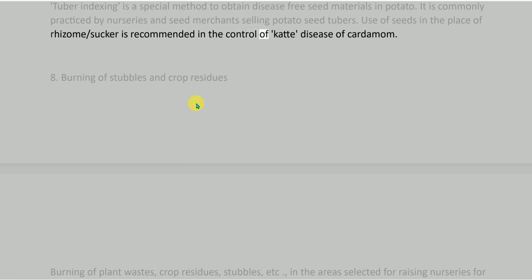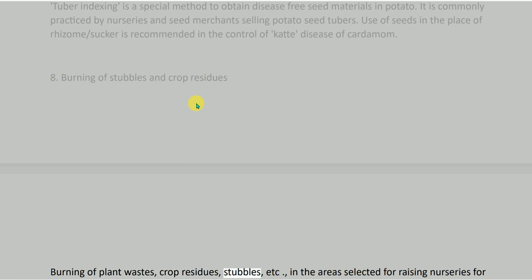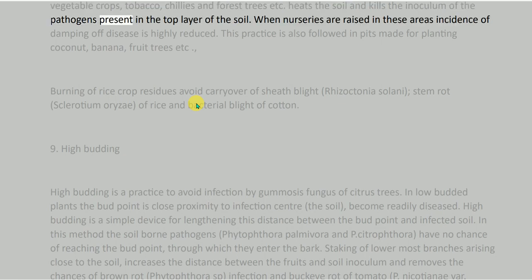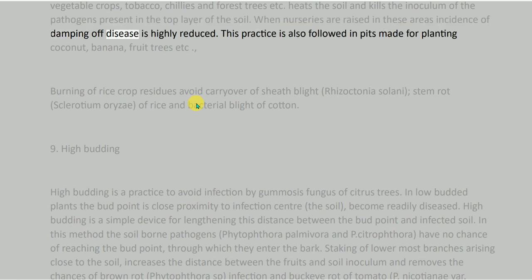8. Burning of stubbles and crop residues. Burning of plant wastes, crop residues, stubbles, etc. in the areas selected for raising nurseries for vegetable crops, tobacco, chilies and forest trees etc. heats the soil and kills the inoculum of the pathogens present in the top layer of the soil. When nurseries are raised in these areas, incidence of damping off disease is highly reduced. This practice is also followed in pits made for planting coconut, banana, fruit trees etc.